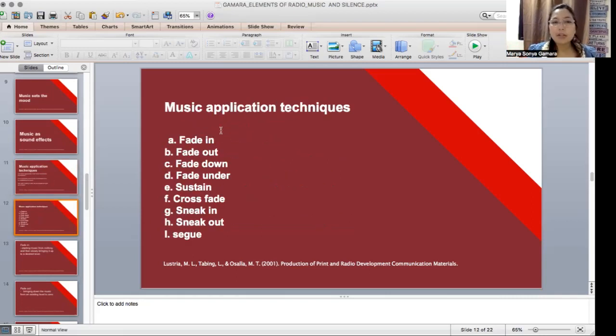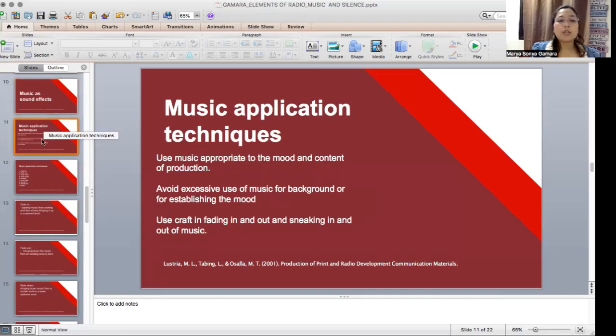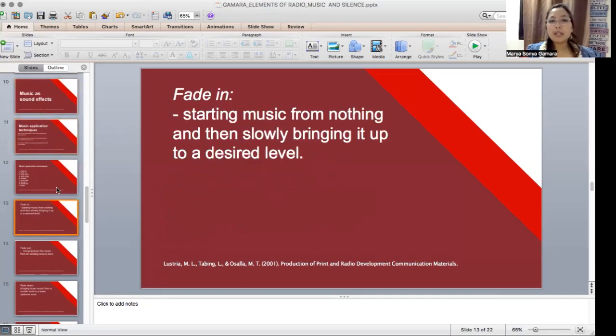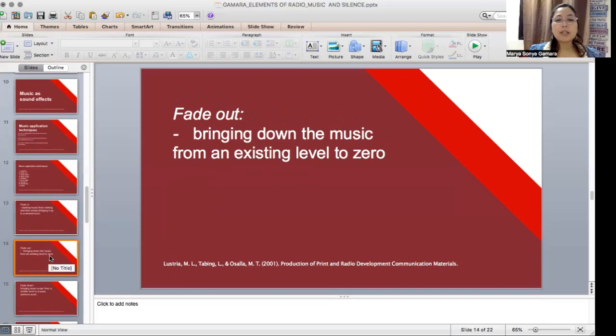So for example, there is a fade in, fade out, fade down, fade under, sustain, crossfade, sneak in, sneak out, and segue. These are the music application techniques. So the first is a fade in. It is starting music from nothing and then slowly bringing it up to a desired level. For fade out, it is bringing down the music from an existing level to zero.